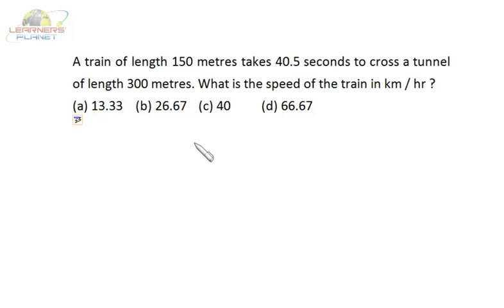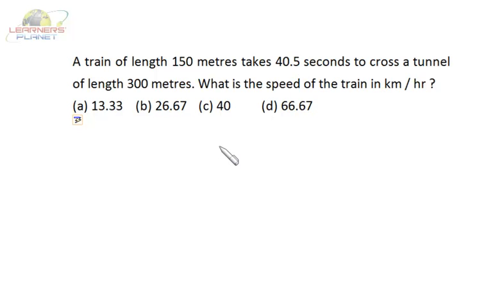Okay, now let's take this problem. A train of length 150 meters takes 40.5 seconds to cross a tunnel of length 300 meters. Now what is the speed of the train in kilometer per hour? First of all, the total distance to be covered is the length of the train plus length of the tunnel, that is 300 plus 150, that is 450 meters. Now this 450 meters the train is taking 40.5 seconds to cover.